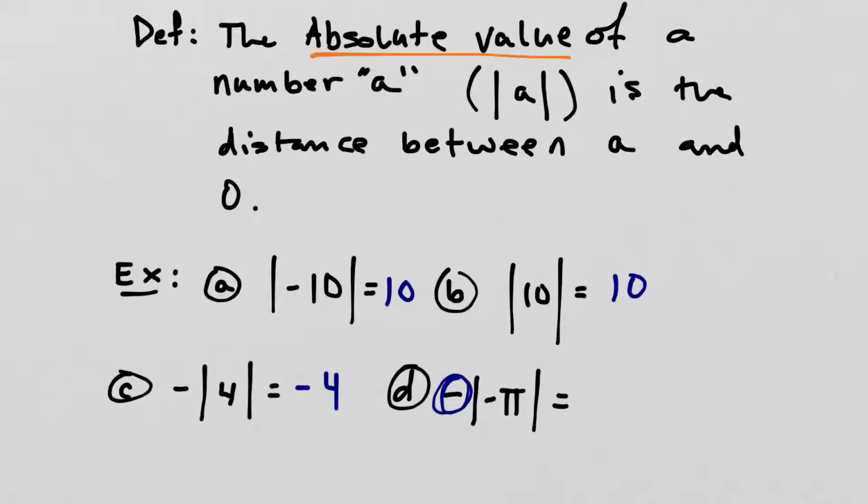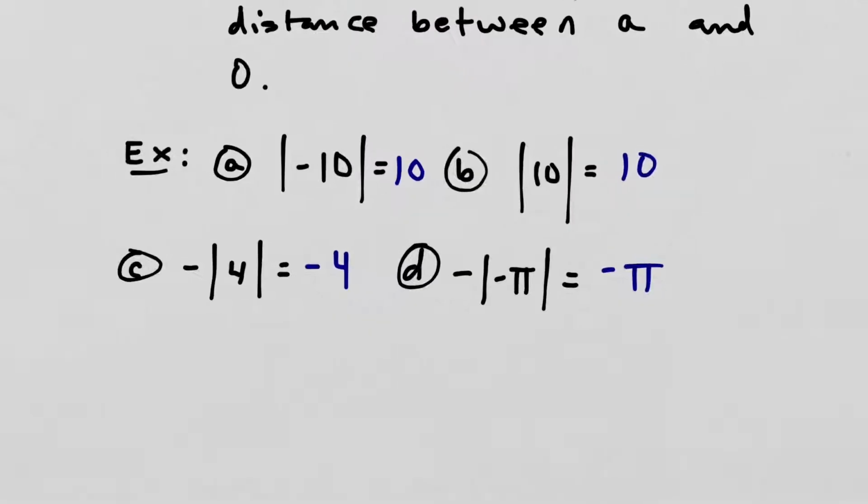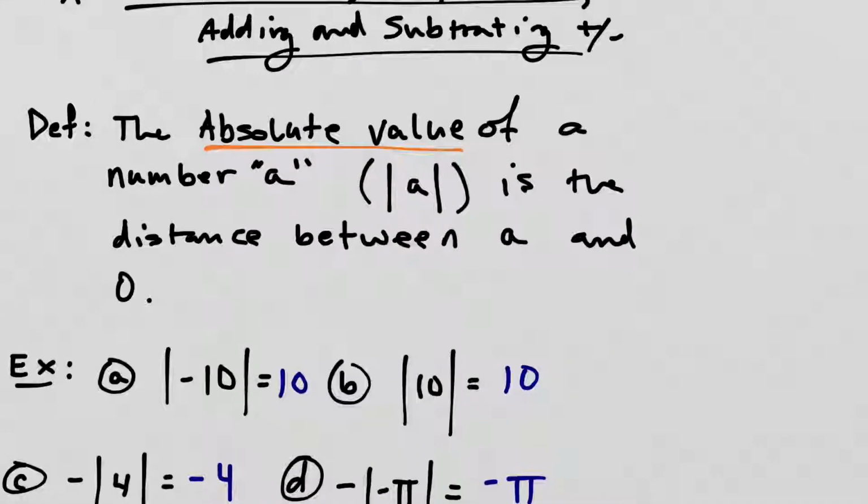Same with this. That negative stays there, but the inside negative, well, remember absolute value is the distance: the distance from negative pi to 0 is just pi, so that negative goes away, but then we still have that negative from the outside, so that would still be a negative, and so we get negative pi for our answer. Hopefully that's not confusing.